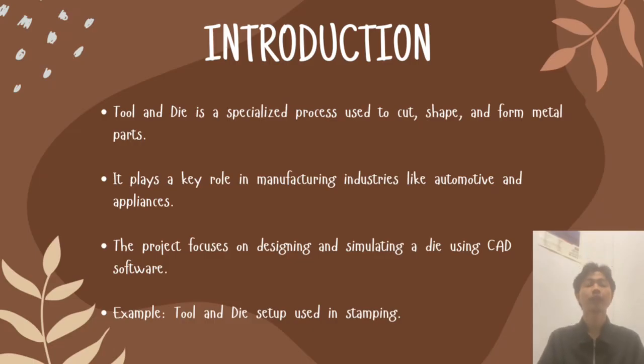We start with the introduction. Tool and die is an important process in manufacturing that focuses on cutting, shaping, and forming metal parts into specific designs. It plays a big role in industries such as automotive, electronics, and appliances, where precision is very important.